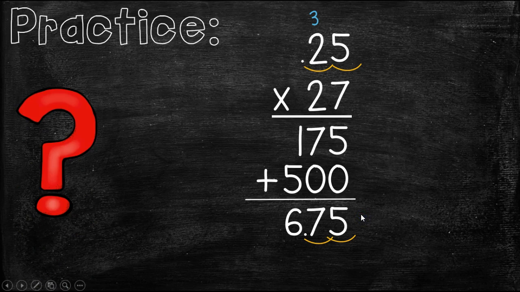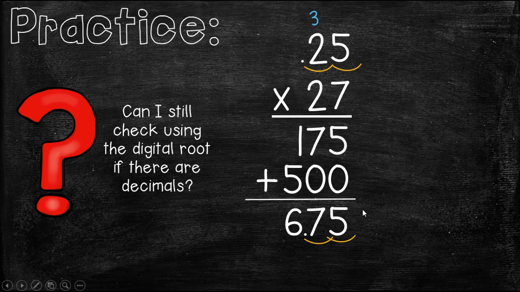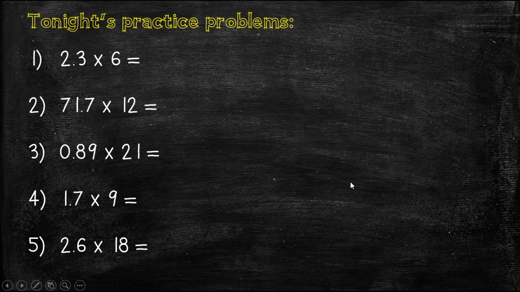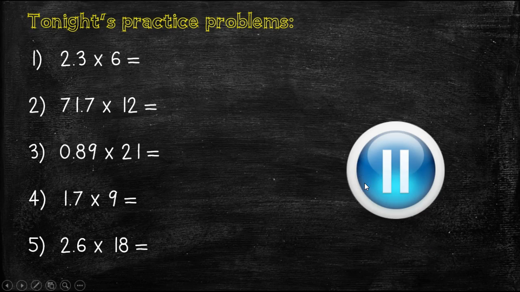I know what you're wondering. Mrs. G, can I still check my multiplication problem using the digital root if there are decimals in the problem? Yes, of course you can. In fact, that's what I hope you do on these questions for tonight. Here are your practice problems. Please go through and multiply and check using the digital root, and be sure you add that decimal in at the end using our leapfrog strategy. The answers are going to come up in 5, 4, 3, 2, 1.